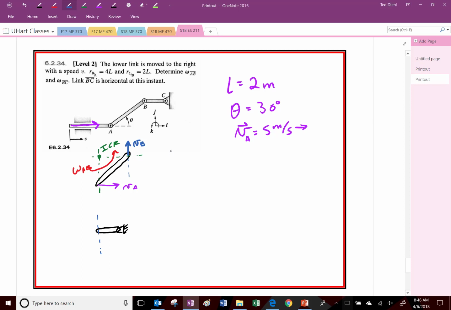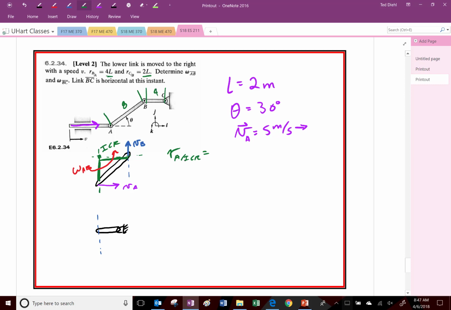So I can find these two positions for my ICR, this ICR and this ICR. A with respect to ICR is going to be that linkage length, which is 4L. So that makes this thing 8, right? Did I decide it was 8? I write that in place. Yeah, 8. And then this distance right here, this is 2L, so that's 4.